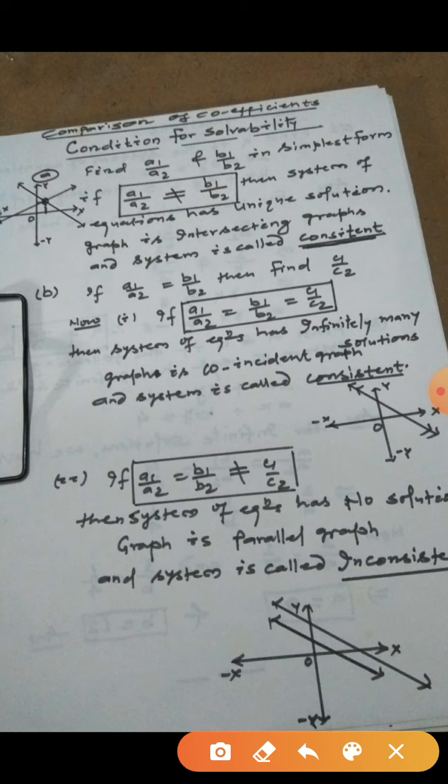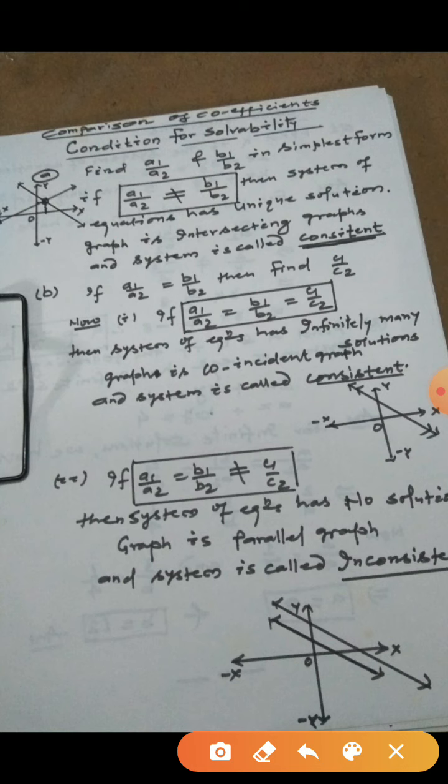Although in such cases we don't find the answer, we simply write the conclusion that the system will have infinitely many solutions. And if you draw the graph of such equations, the graphs will be coincident, meaning the graph of the second equation will come on the same line as the first, that is, they coincide with each other, so they are called coincident graphs. And since many solutions are there, the system again will be called a consistent system.